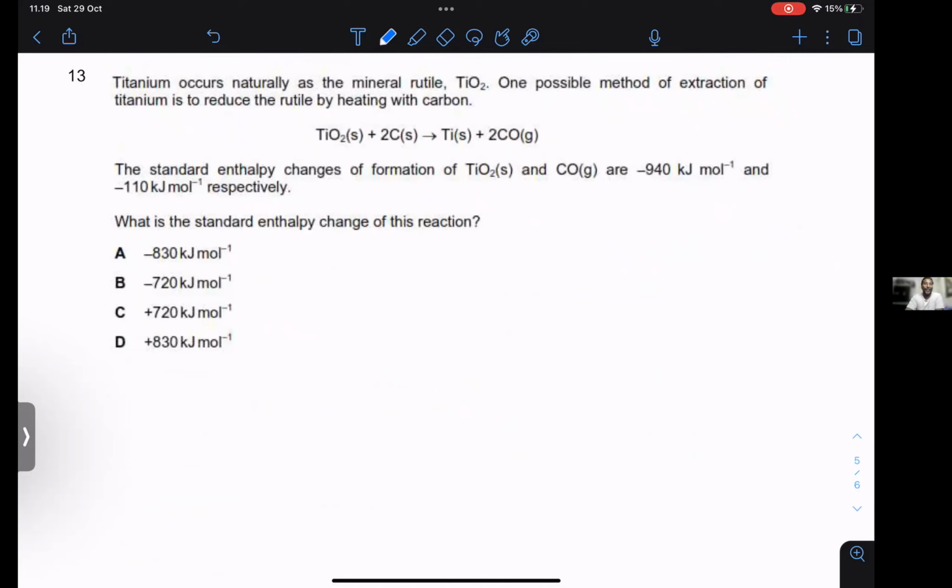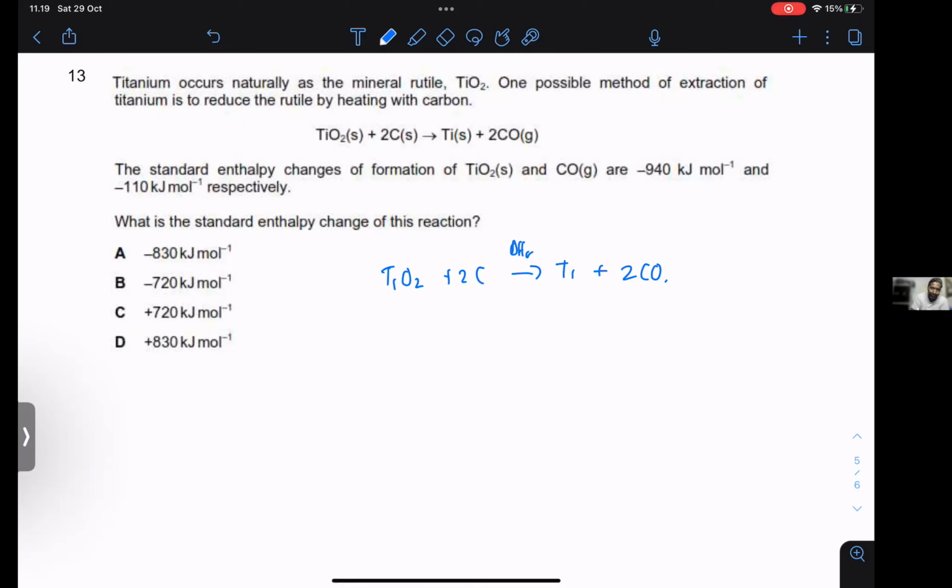So this question number 13, our last question. Titanium occurs naturally, whatever. Okay, the enthalpy change of formation, many formation is given. So again, you see, many formation is given. So use my method. It's up to you which method you want to use, but again, I feel this method will be faster.